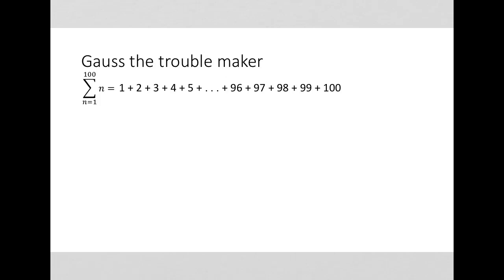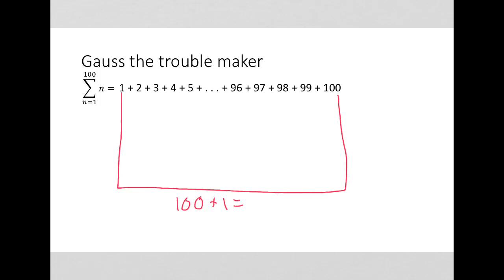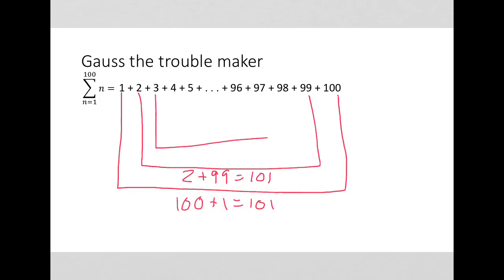Okay, that's a long enough pause. So Gauss said, well, let's look at the first term and the last term, 100 and 1. If I add 100 and 1, I get 101. And let's look at the second term and the second to last term, 2 and 99. And if I add 2 and 99, I get that same number, 101. Let's add 3 and 98, the third term and the third to last term. Well, 3 plus 98 is also 101.